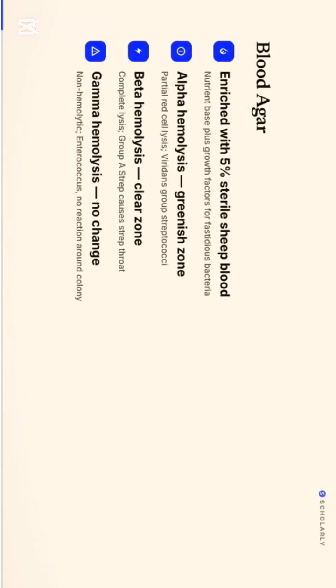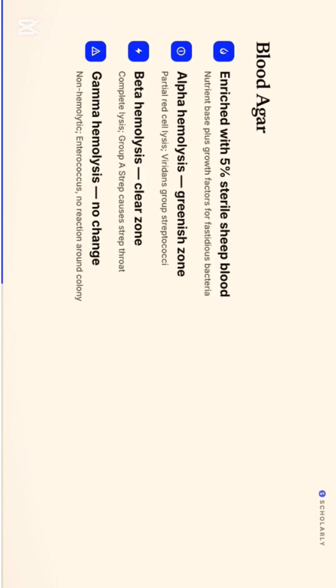Blood agar is an enriched medium, a nutrient base with 5% sterile sheep blood added. The blood provides extra growth factors so fastidious organisms like Streptococcus and Staphylococcus can thrive. But blood agar does more than feed bacteria. It also reveals how they destroy red blood cells. This is called hemolysis, and there are 3 patterns.